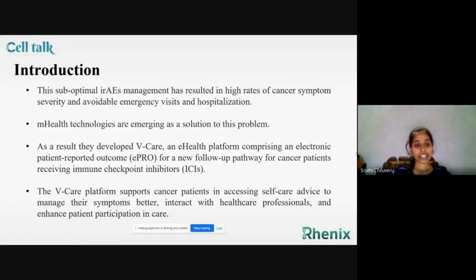As a result, they developed VCare, which is a health platform comprising electronic patient-generated outcomes (EPROs) for a new follow-up pathway for cancer patients who are receiving immune checkpoint inhibitors as an immunotherapy treatment. This VCare platform supports cancer patients in accessing self-care advice to manage their symptoms better, interact with the healthcare professionals, and enhance their participation in the care.